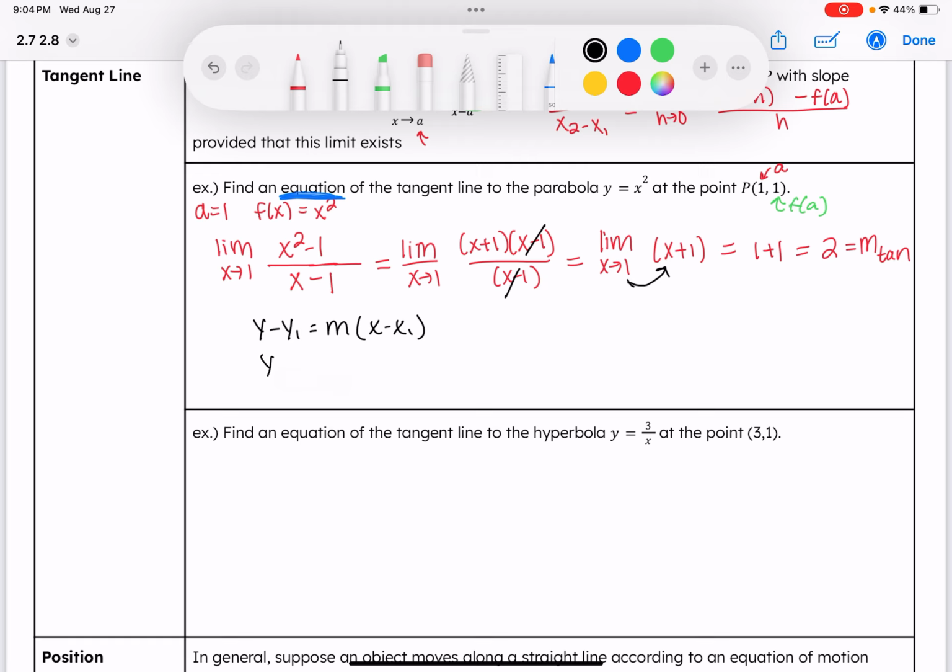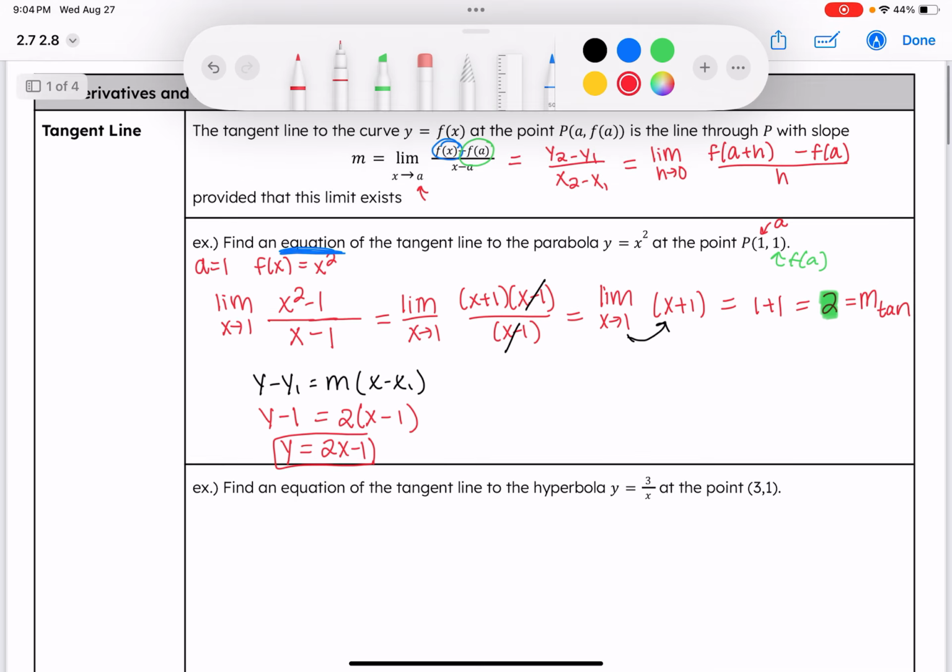Okay, so we have y minus the y value. Our y value for our point is positive 1. Our slope we just found is that positive 2 times x minus your x value, which we're approaching positive 1. And then I want you to put this into slope-intercept form. So distribute your 2, combine your like terms, and we will get that our equation of our tangent line is 2x minus 1. Okay, so that's our first example.